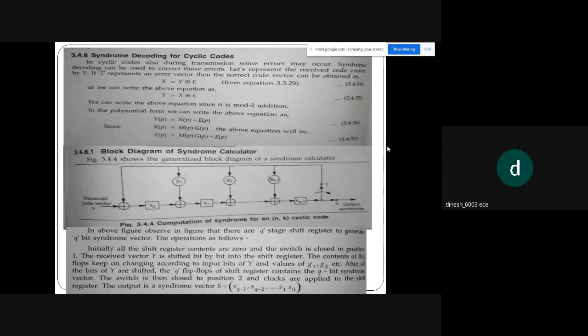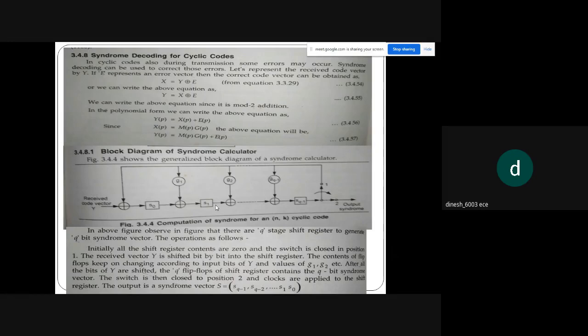This is the block diagram for syndrome decoding, or computation of syndrome, for an n comma k cyclic code. We have a received code vector, the received signal Y, which is given to a modulo 2 addition, where S0 is the first sequence, S1 is the second sequence, till S(q minus 1). We have G1, G2, till G(q minus 1). If G1 is equal to 1, the switch is closed; if it is 0, it is open. Depending upon that, we can find the output syndrome. Q represents the q-stage shift register that generates the q-bit syndrome vector.